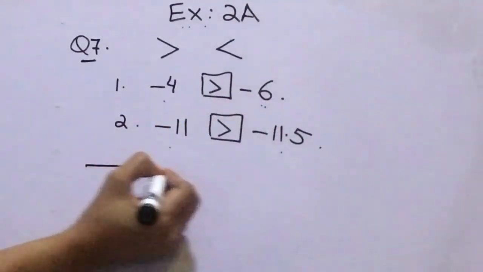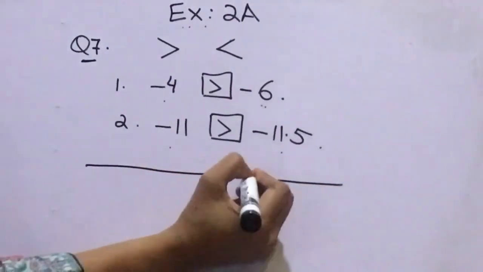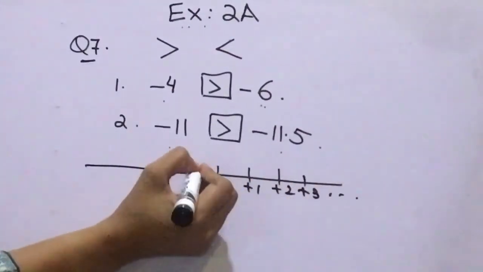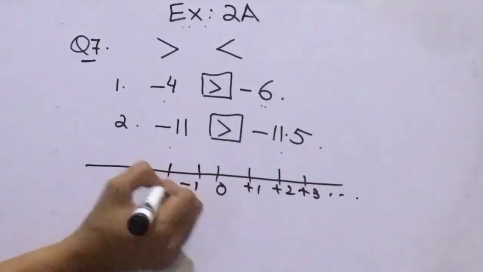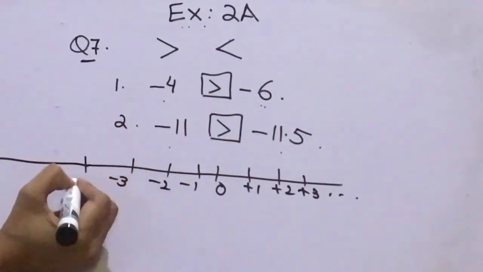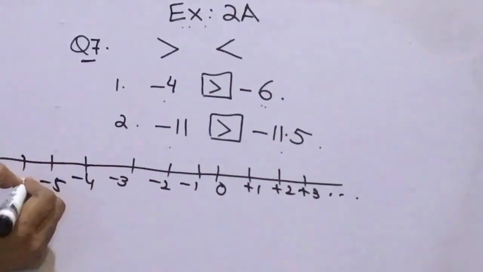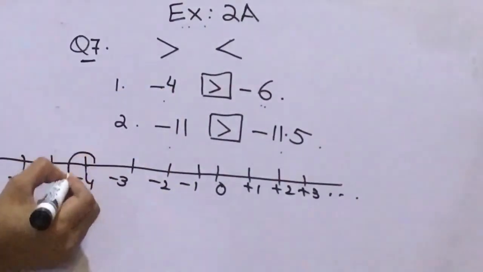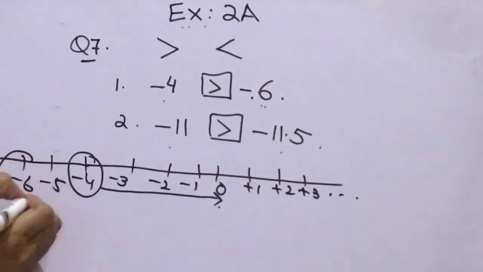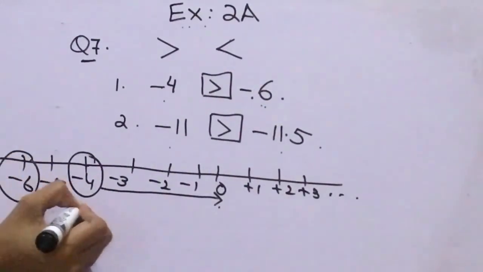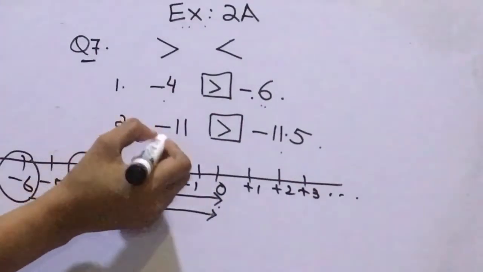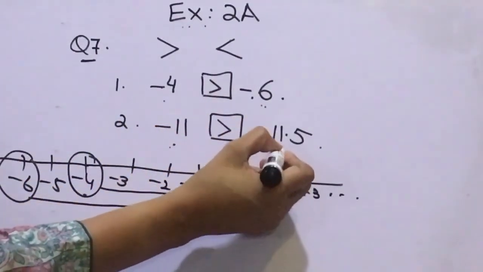If we see on the number line, it's 0. These are positive numbers, and these are negative numbers. As we see, take for example -4 and -6. Here it is -4, which is closer to 0. And this is -6, which is far away from 0. So -4 is greater. Same with -11 and -11.5.